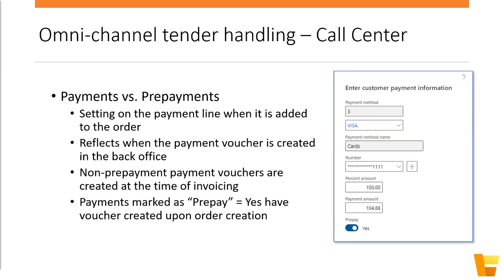If you turn on prepayment when you're adding an order in the call center, that payment is captured immediately. In the case of credit card transactions, we actually capture that payment and a voucher is created for that payment. So that's a setting on the tender line when the tender is added to the order. I think I covered most of that there.